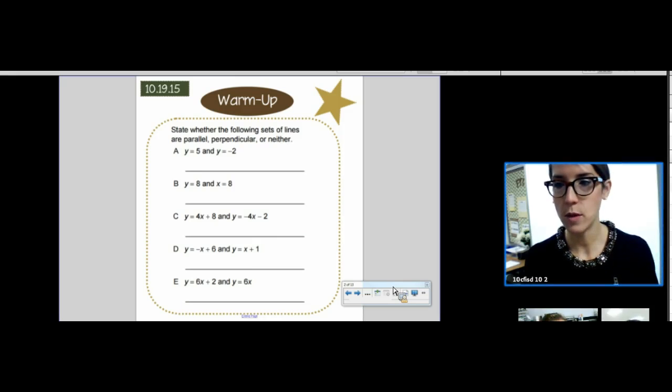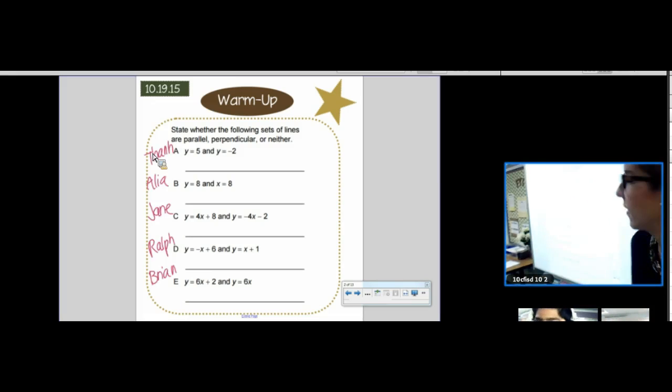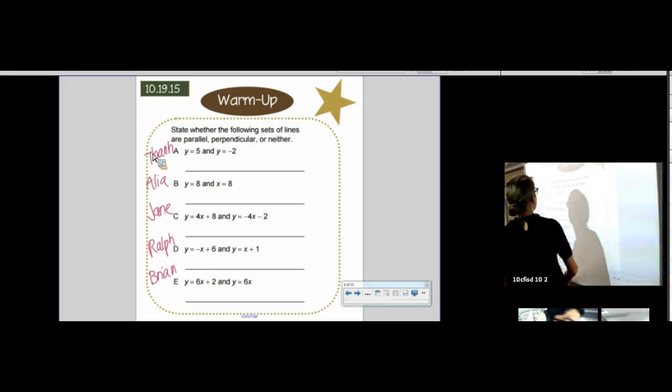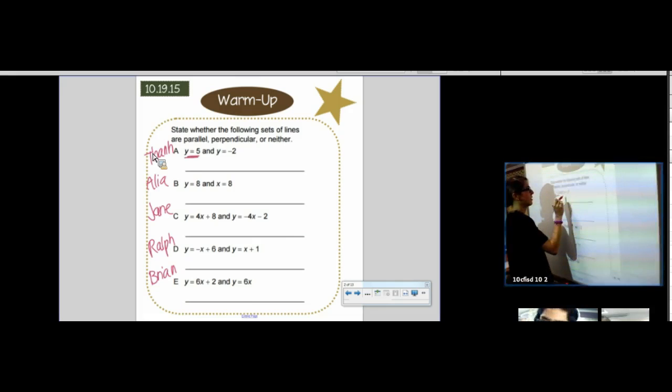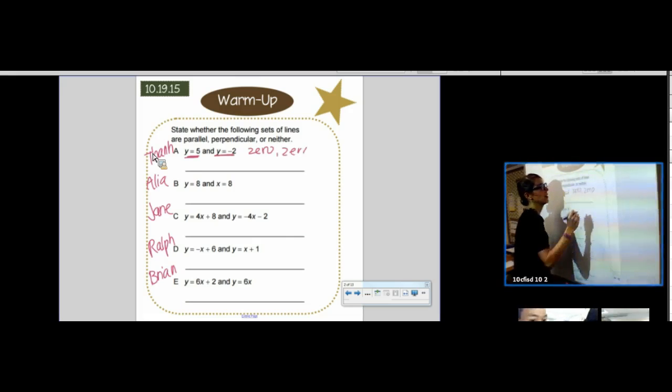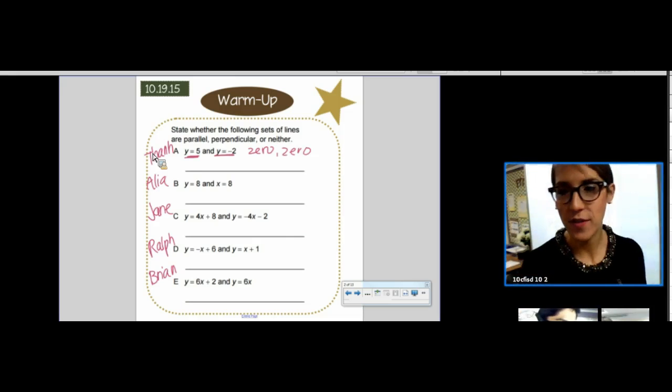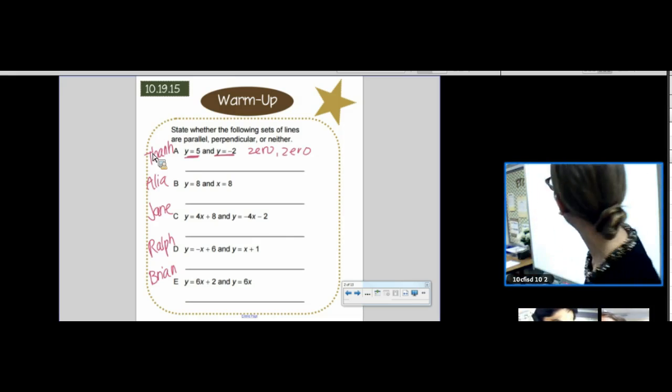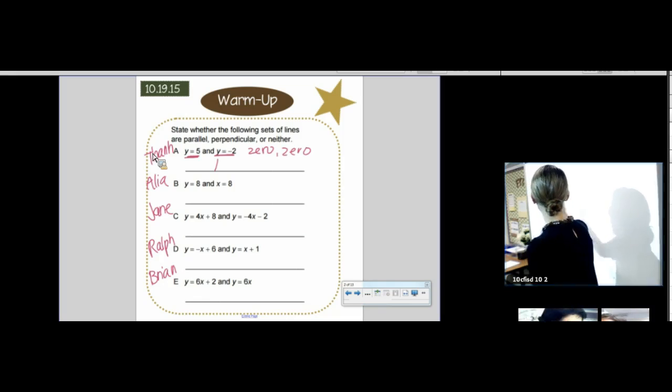All right, so go ahead and answer these 5 with parallel, perpendicular, or neither. First one you say is parallel. Very good. What's the slope of this line? Y equals 5. Well, the slope is 0. What's the slope of this line? 0. When the slopes are equal, then our lines are parallel.